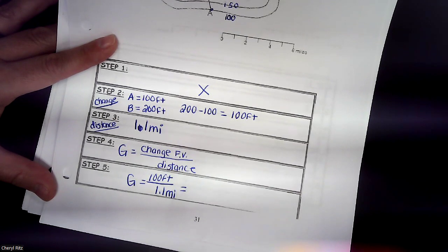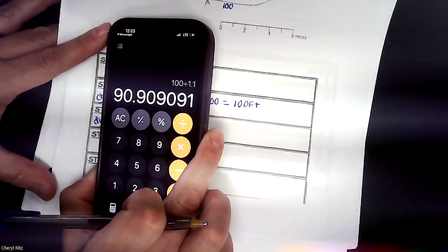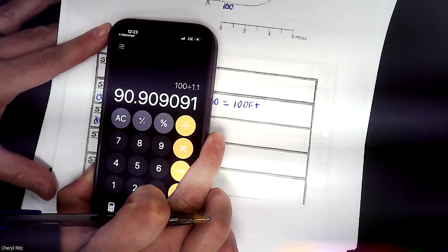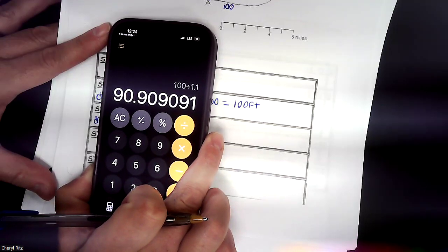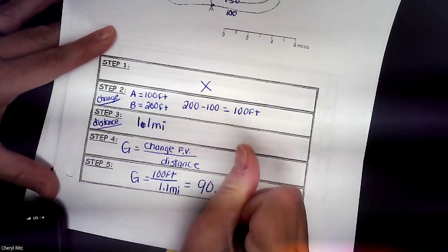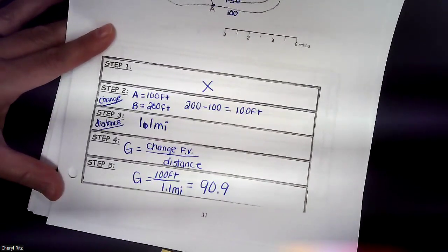What'd you get? 9. Okay, so it might look like something like that, and I want it rounded to the tenths place. Which number is the tenths? 90.9. That, though, is a naked number. What are the units?